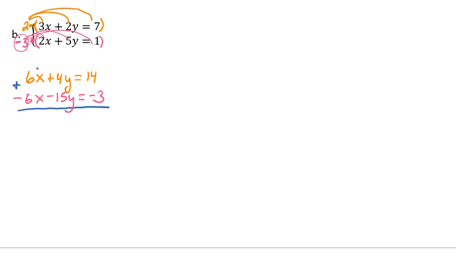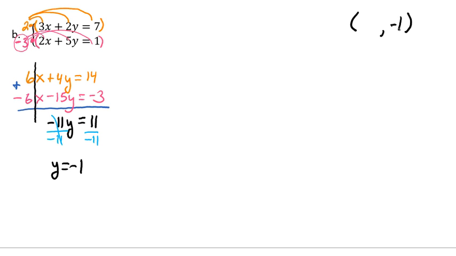And my x's are going to cancel out because remember, those were matching opposites. They were both 6x's, and one was positive and one was negative. Then I'm going to have negative 11y equals a positive 11. So to finish, I'm going to divide both sides by negative 11, and that's going to get me that y equals negative 1. So I have part of my solution.